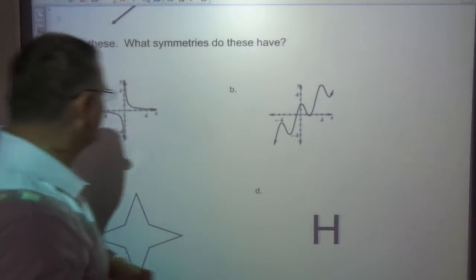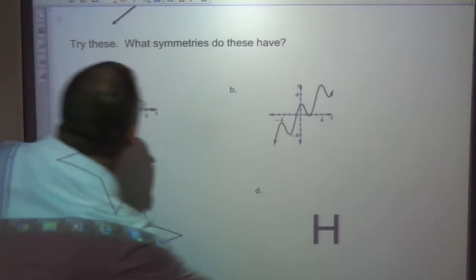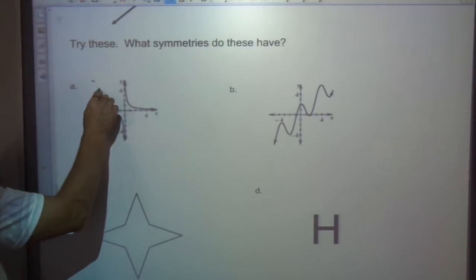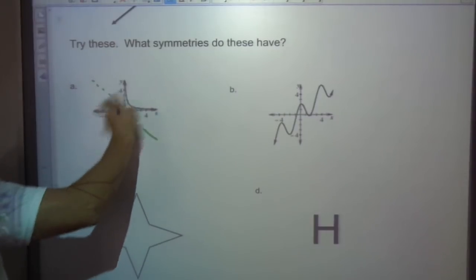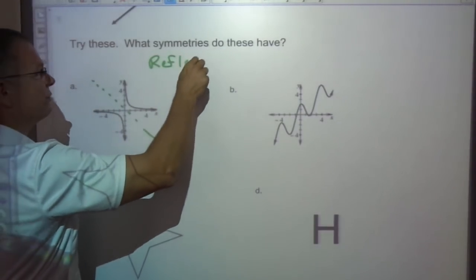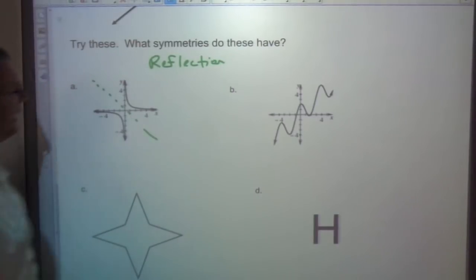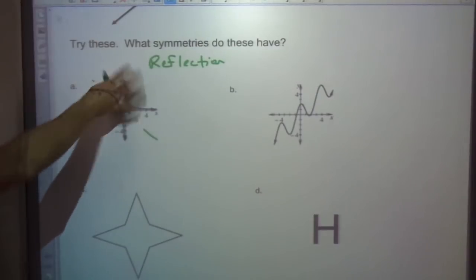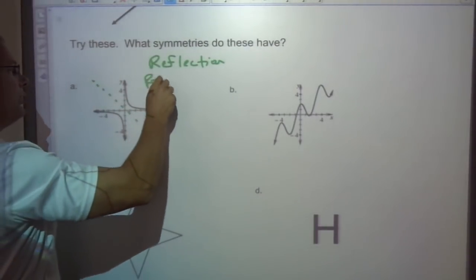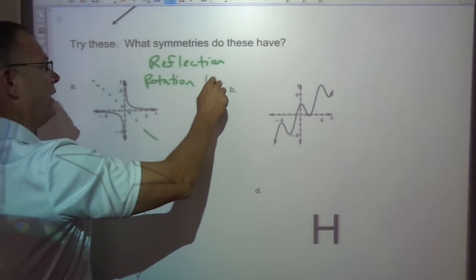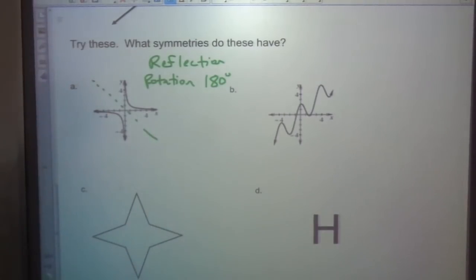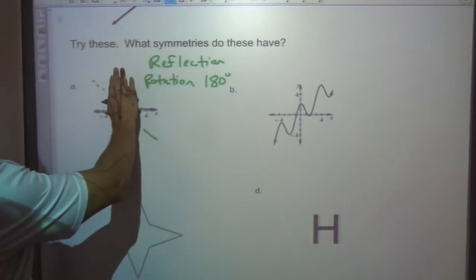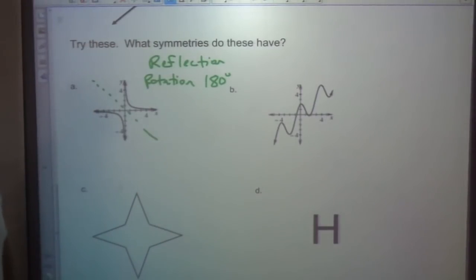And unpause and let's check your answers. This one here, does it have reflection symmetry? Yes, because I could draw something there that would reflect it. So it has reflection symmetry. And I could actually rotate it as well, halfway around the circle. So that is rotation of 180 degrees. Does not have translation. Even though these arrows go on and on forever, I really can't slide this. It wouldn't be the same thing.